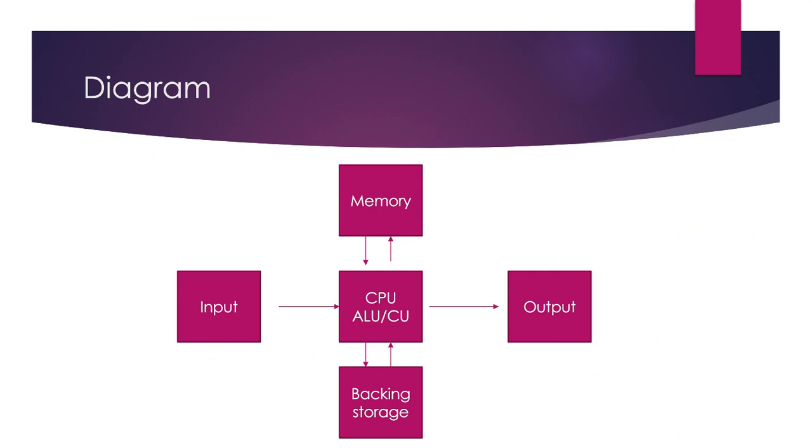So this is a diagram that I've made. It looks complicated, but it's quite easy to get. You input all the data into the CPU, ALU, or CU, whatever you want to say. And then you output that data onto an output device. And there's memory, like random access memory, and there's backing storage, like a hard disk or something.